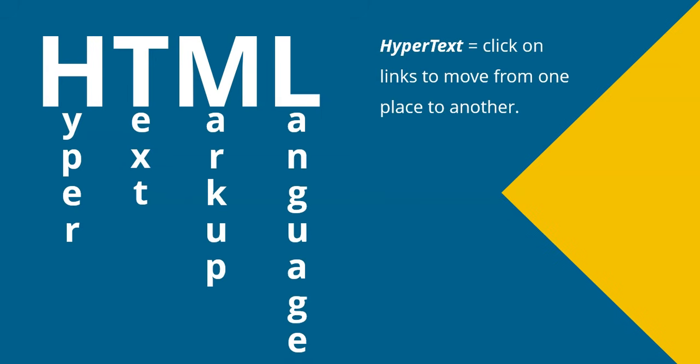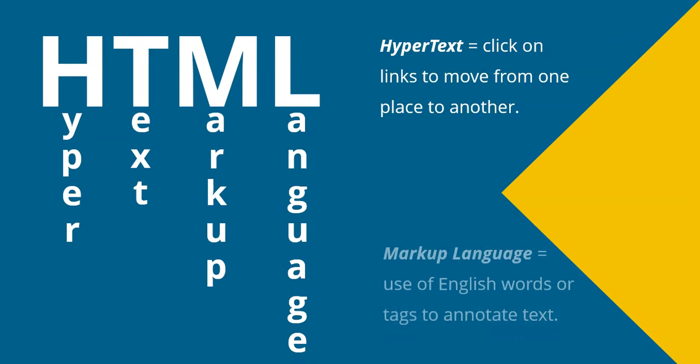HTML is Hypertext Markup Language. The hypertext refers to the way that you can click on links to move from one place to another, maybe to another place in the same page or to a brand new web page. The markup language refers to the use of English words that we tag or annotate text, or in other words, to mark the language, and we apply rules to that particular text that we are using in our web page.